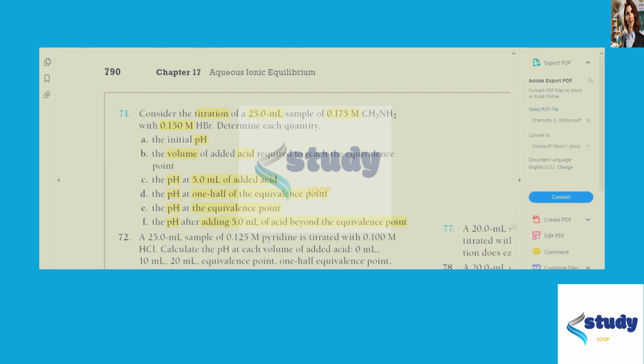Okay, so today we will be doing problem 71 from chapter 17. So as you can see, it's a titration problem. From the get-go, I always tell my students to be very sure about what they are trying to accomplish in each problem. So a titration is pretty straightforward.